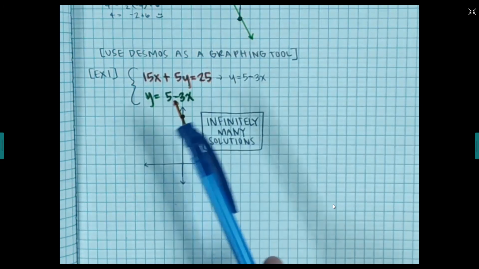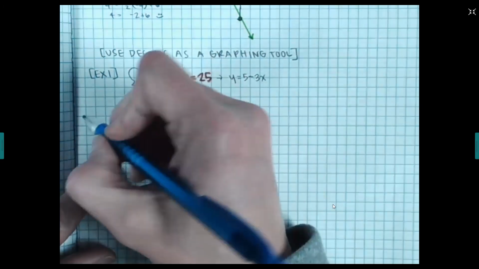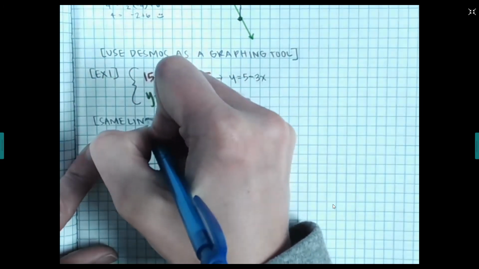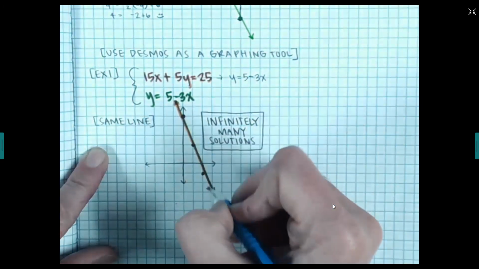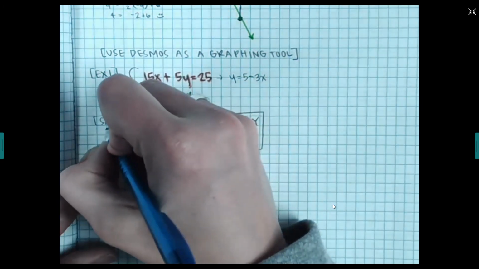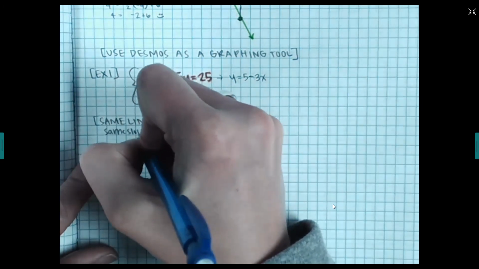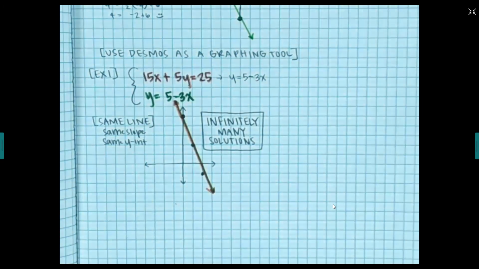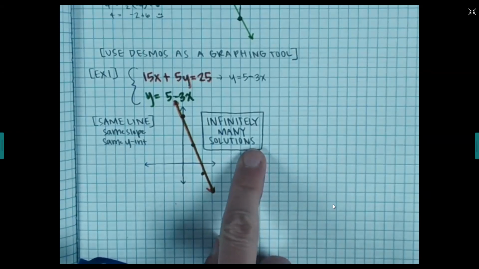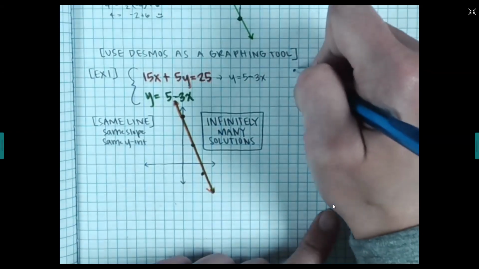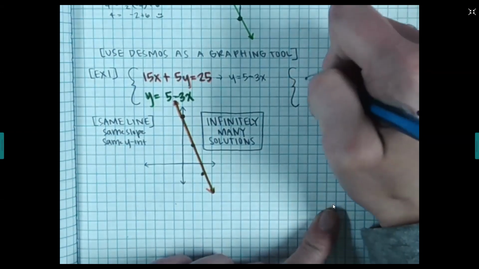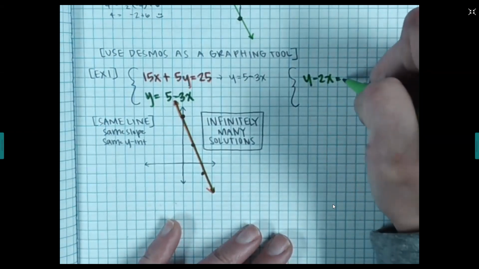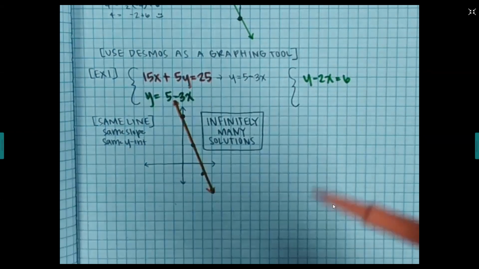And I could have told you that from the very beginning, because I know that when I get two equations that are the exact same, I'm going to have the same line, which is going to be infinitely many solutions. So if I notice that they have the same slope and the same y-intercept, then I'm going to have the same line and it's going to be infinitely many solutions. I'm sure you can guess what the next solution is going to be.